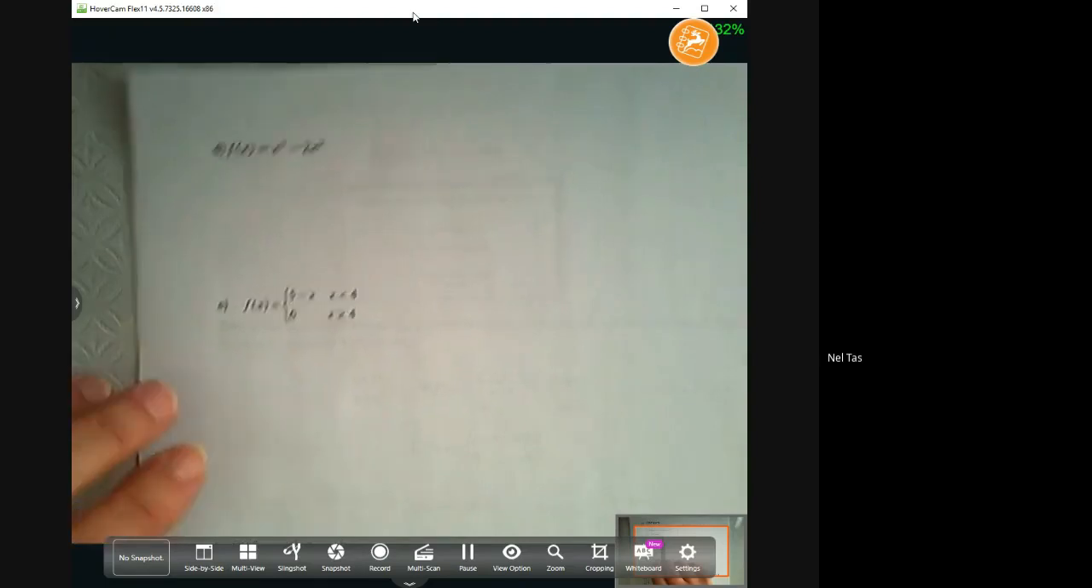Okay, now we're going to do D. We have f of x equals x cubed minus 2x squared. So we're going to do the analysis for this, again for x equals 4.